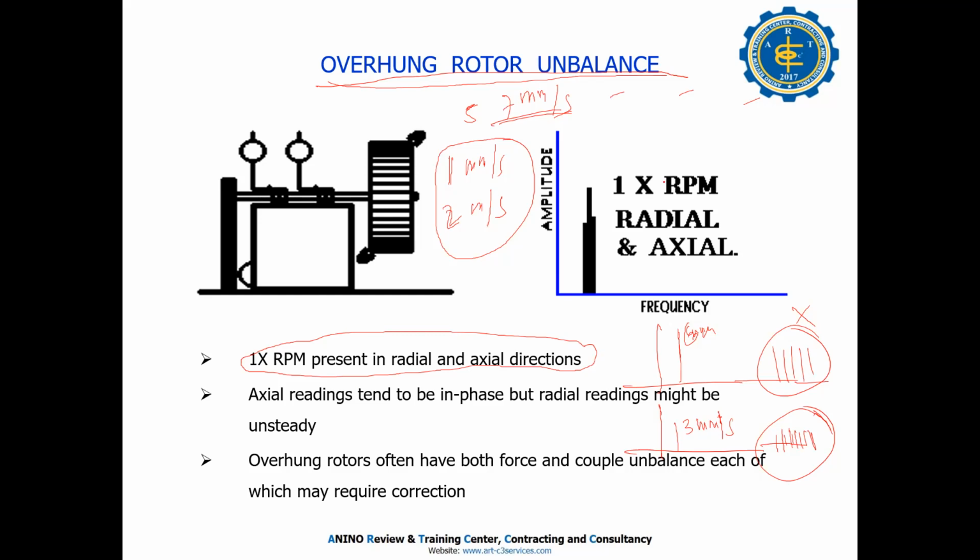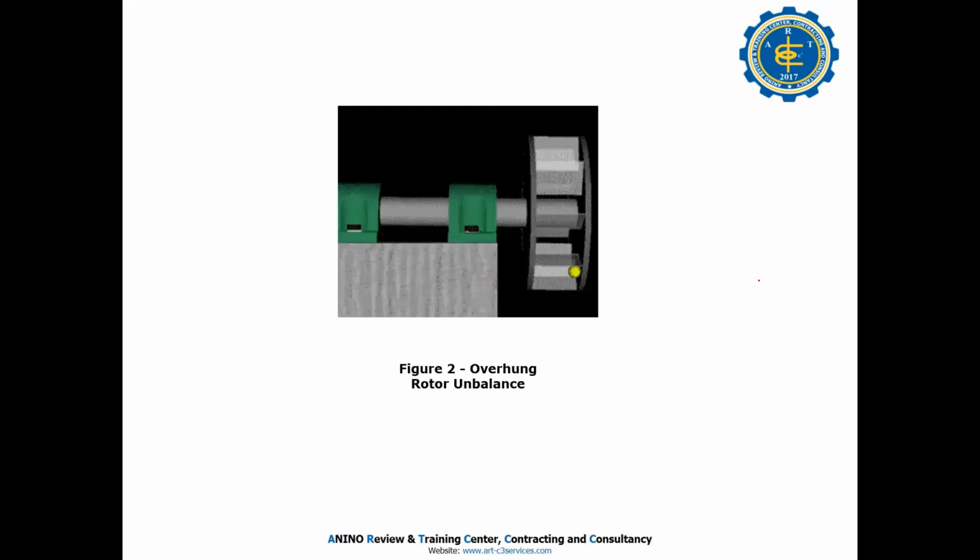So, high vibration, but if there's no harmonics, no problem. So this is the overhang. That's why overhang always has high vibration.